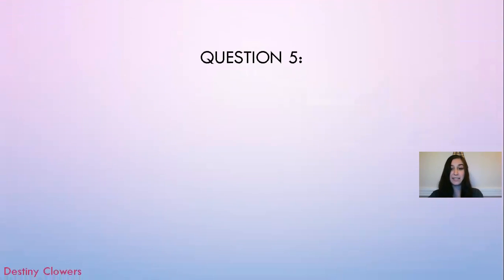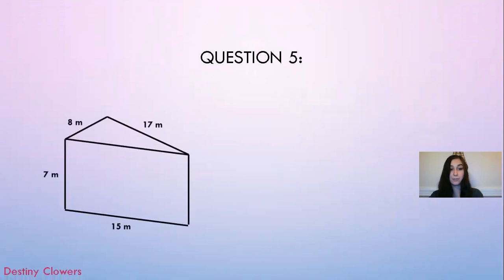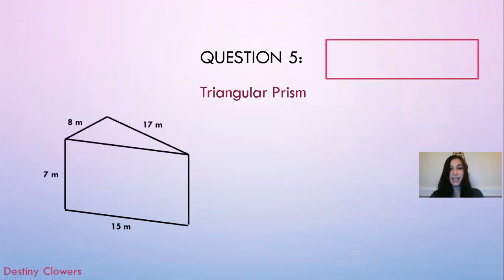For part B, we have another figure which looks like this, and we have to find the surface area of this as well. Now this one's going to look a little bit different. This is a triangular prism, and because it's a triangular prism, we can use this formula right here to find the surface area. So surface area equals 2 times the base plus perimeter times height.